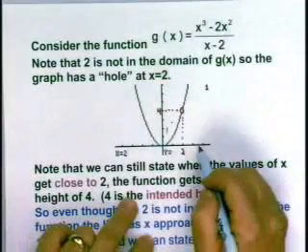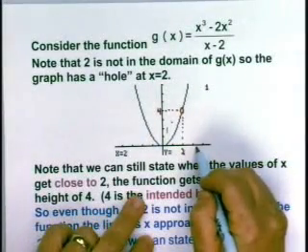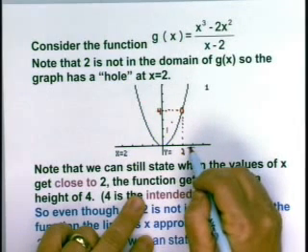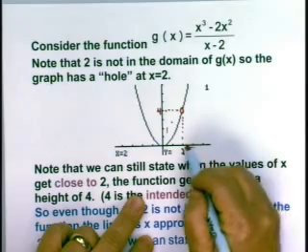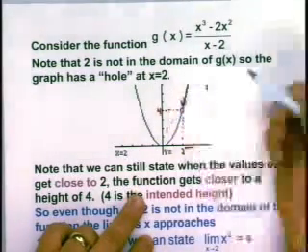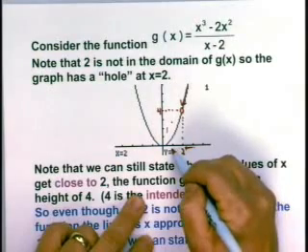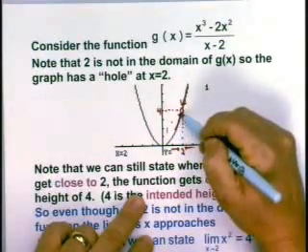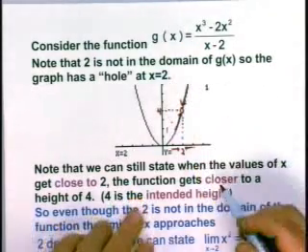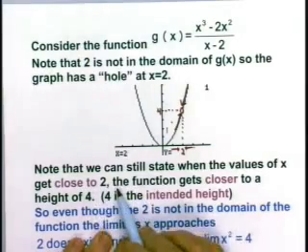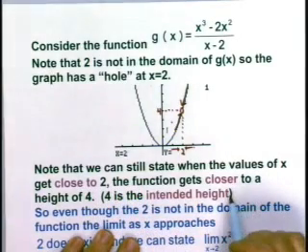However, we can still make the same conclusion. As we get close to 2 from the right side, we're moving in closer to 2. x is approaching 2. The graph is still moving in this direction, approaching 4. And as we get close to 2 from the left side, the graph is moving in this direction, still approaching a height of 4. So we can still state that when the values of x get close to 2, the function gets closer to a height of 4.